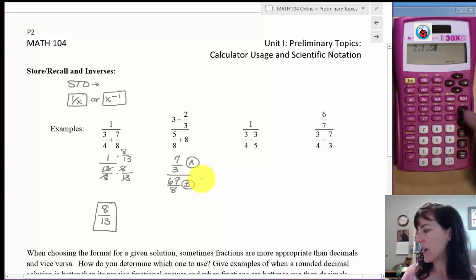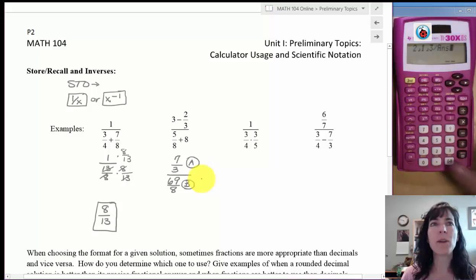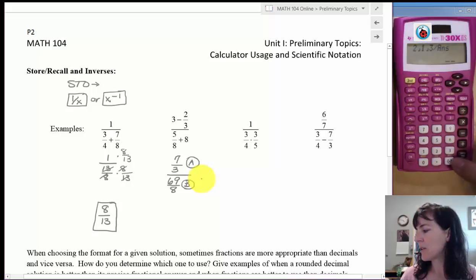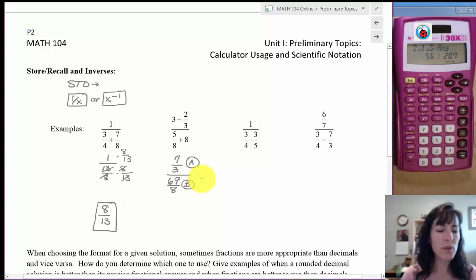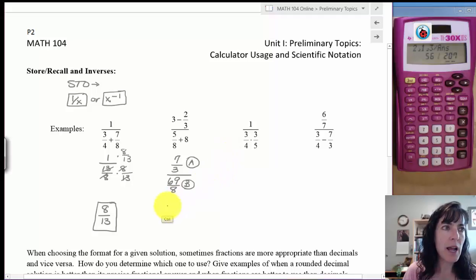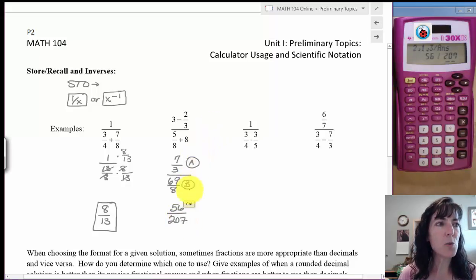And then I want to divide by what was in my answer bin. And the answer bin you get by doing second and that negative button for this calculator. And then I push enter. So now I have 56 over 207. Now remember we did store that denominator in B and we had the numerator in A.